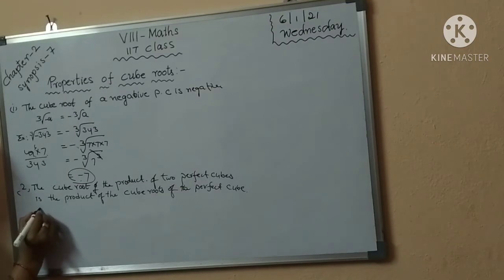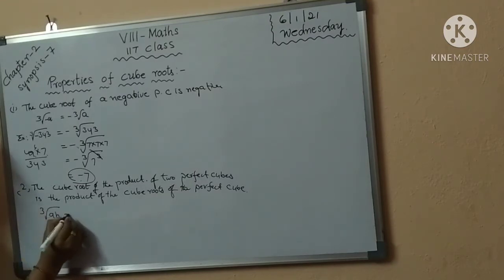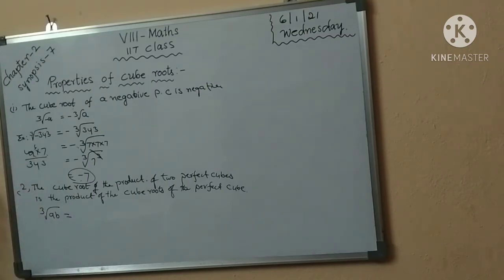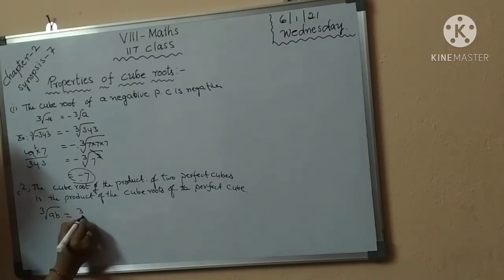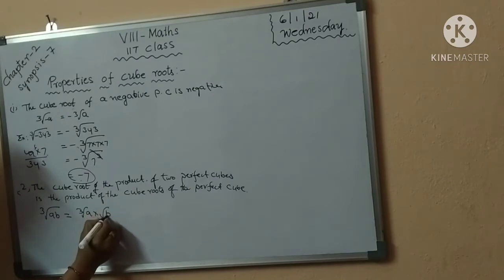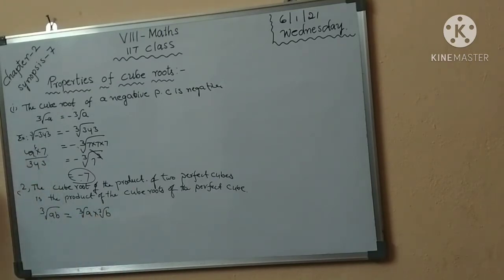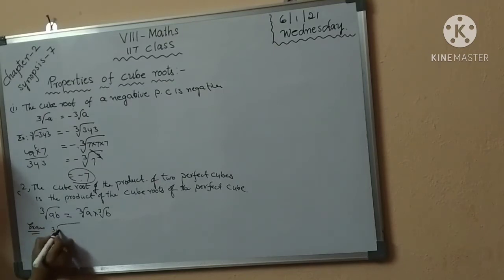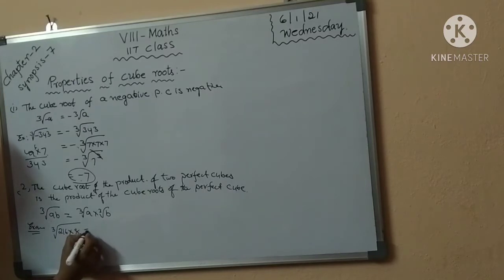For example, cube root of AB, we separate the A and B. We know from the laws of exponents that root AB equals root A into root B. In the same way, cube root of AB equals cube root of A into cube root of B. Okay, children, did you understand? So, example, cube root of 216 into 8. We know that it is cube root of 216 into cube root of 8.